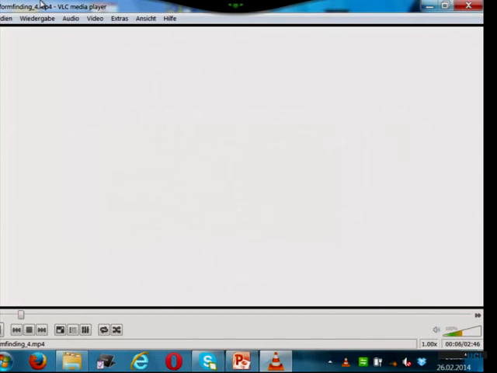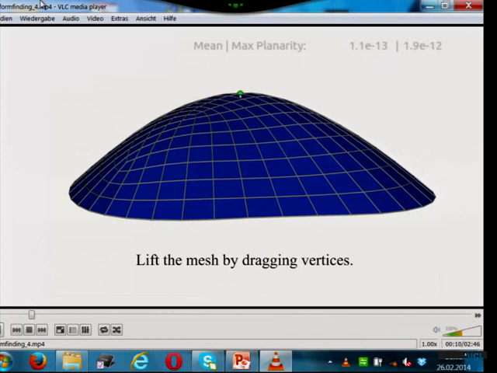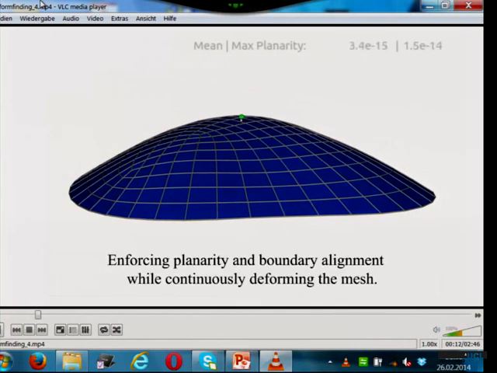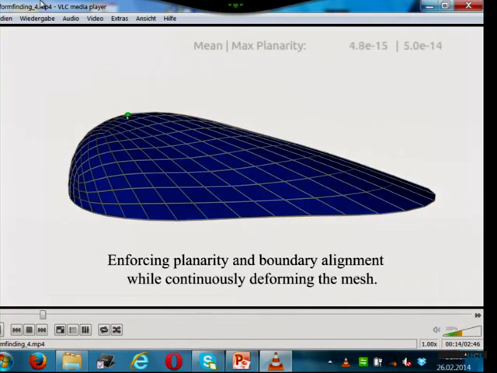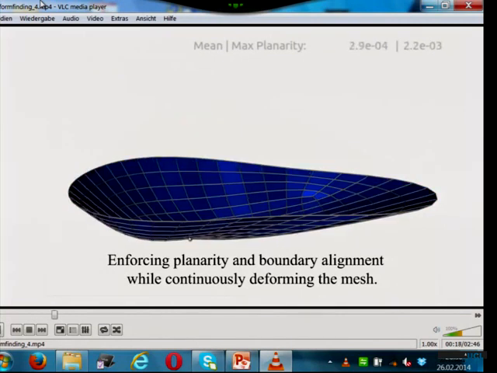So the first thing is, we have a flat mesh, and interactively you lift up, and you see when it gets blue, it is flat. And this is really very fast. So this is not optimization anymore. This is this guided projection.